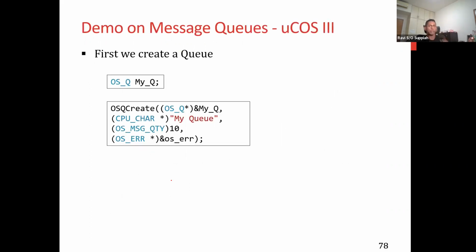So what are the things we need to look at for message queue? The first thing is we need to create a queue. Inside the code, we first create a queue by calling OSQCreate and giving it a name. I first have the variable name and then I create the queue. When I create the queue, you can see here that I need to specify the size. This is the maximum number of messages that it can receive inside the buffer space.